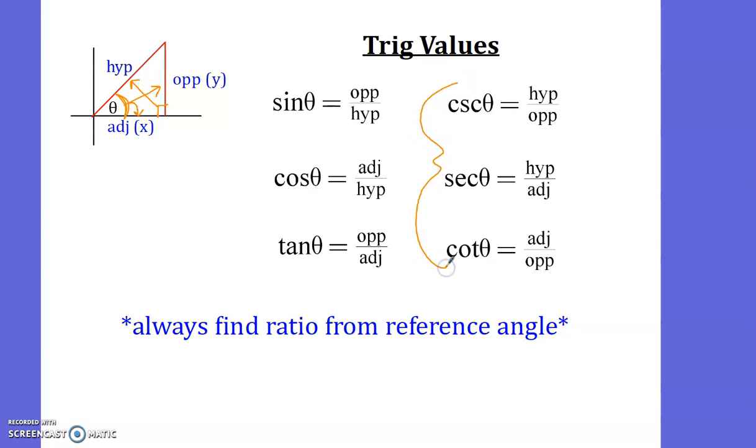These are the reciprocal functions. So to go from sine to cosecant, we just flip that ratio. Cosine to secant, we just flip that ratio, and same thing with tan to cotan.